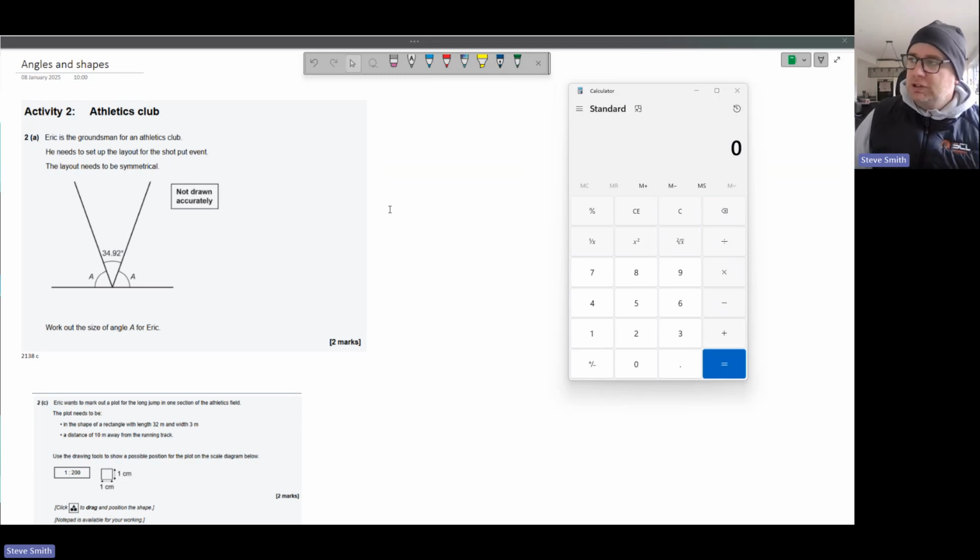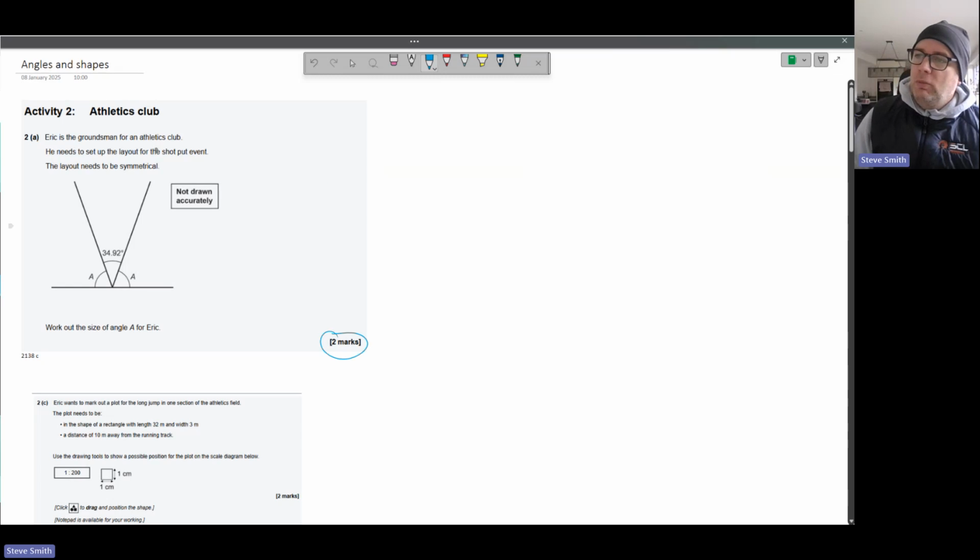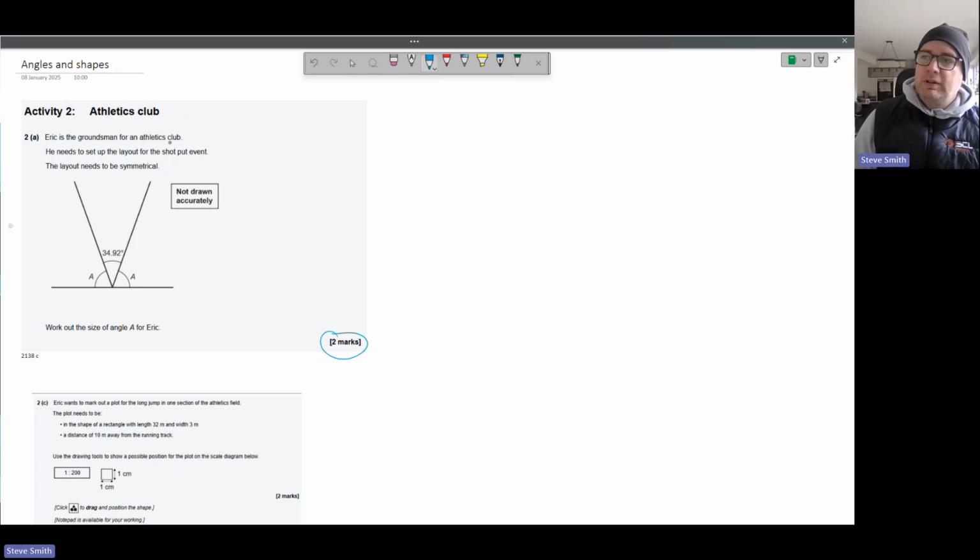So first question, it's a 2 marker. Let me get my blue pen going. It's a 2 marker. And what we can see here is a groundsman for an athletics club. He needs to set up a layout for a shot put event. The layout needs to be symmetrical. So the word symmetrical means the same on one side as it is on the other. So we know that these two angles are the same.